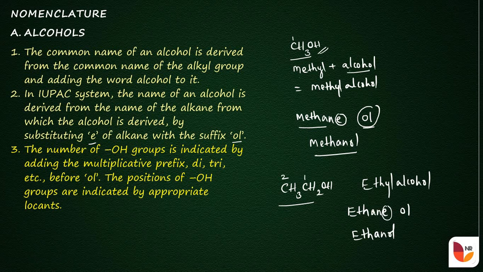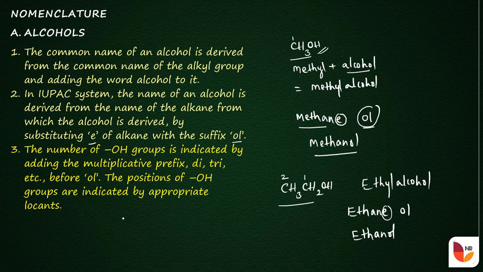The number of OH groups is indicated by adding a multiplicative prefix, that is di, tri, etc., before OL. If the molecule contains more than one hydroxyl group, the number of hydroxyl groups is represented using di, tri, tetra, etc., and the positions of the hydroxyl groups are indicated by the appropriate locants.